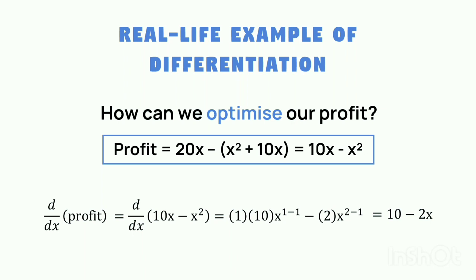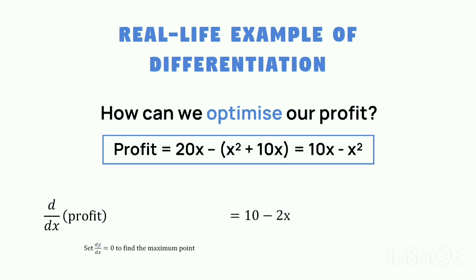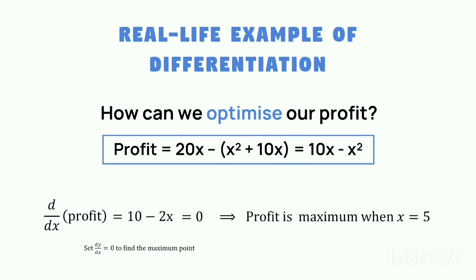Then, since we are trying to find its maximum point, I will make it equal to 0, which will give us that dy/dx is equal to 10 minus 2x equals 0. Therefore, from here, we can say that profit is at the maximum when x is equal to 5. As you can see, differentiation is very useful.